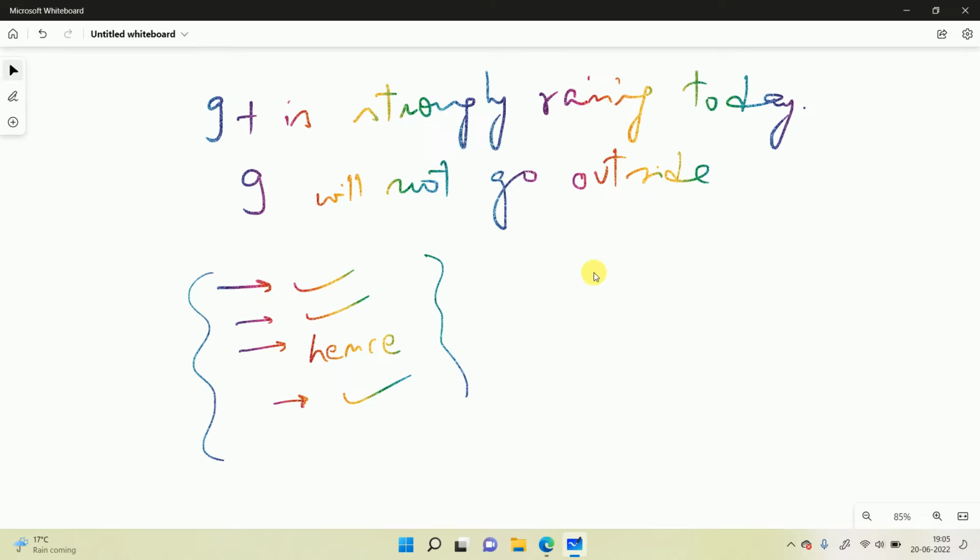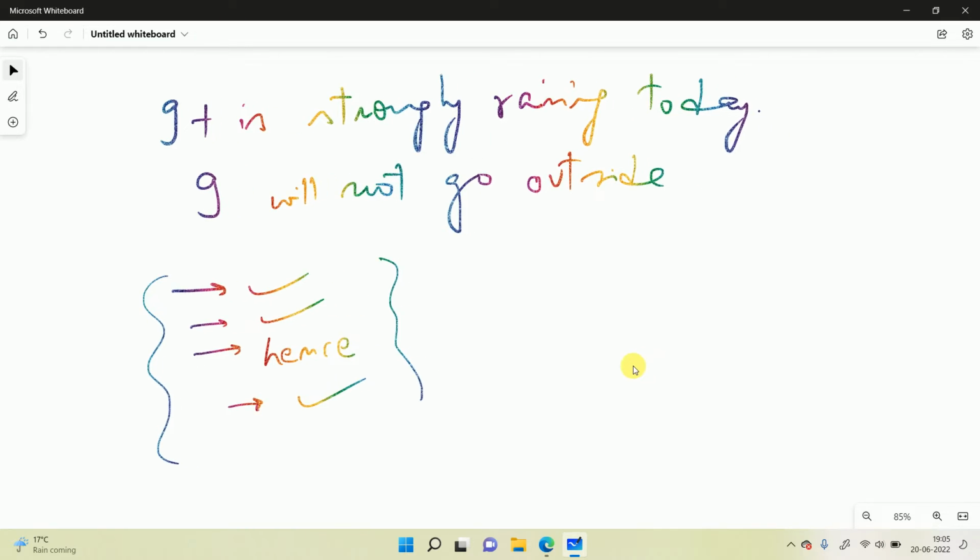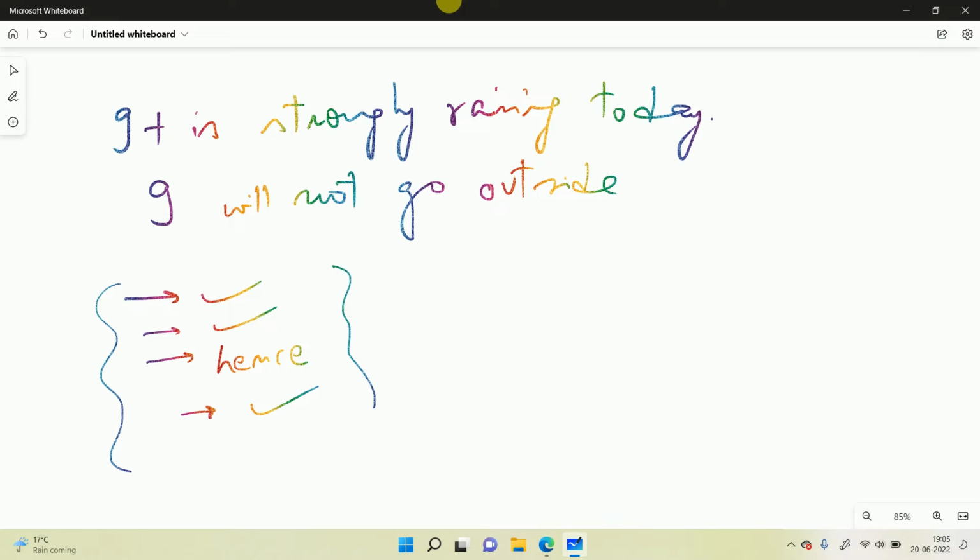Likewise, in German, there will be multiple options, but if you see, in English the word order remains the same. It is strongly raining today, therefore I will not go outside. Invariably the word order is just the same. However, when you talk in German, things will change. The verb positions and everything will get jumbled up. So I will give you one simple example right away.